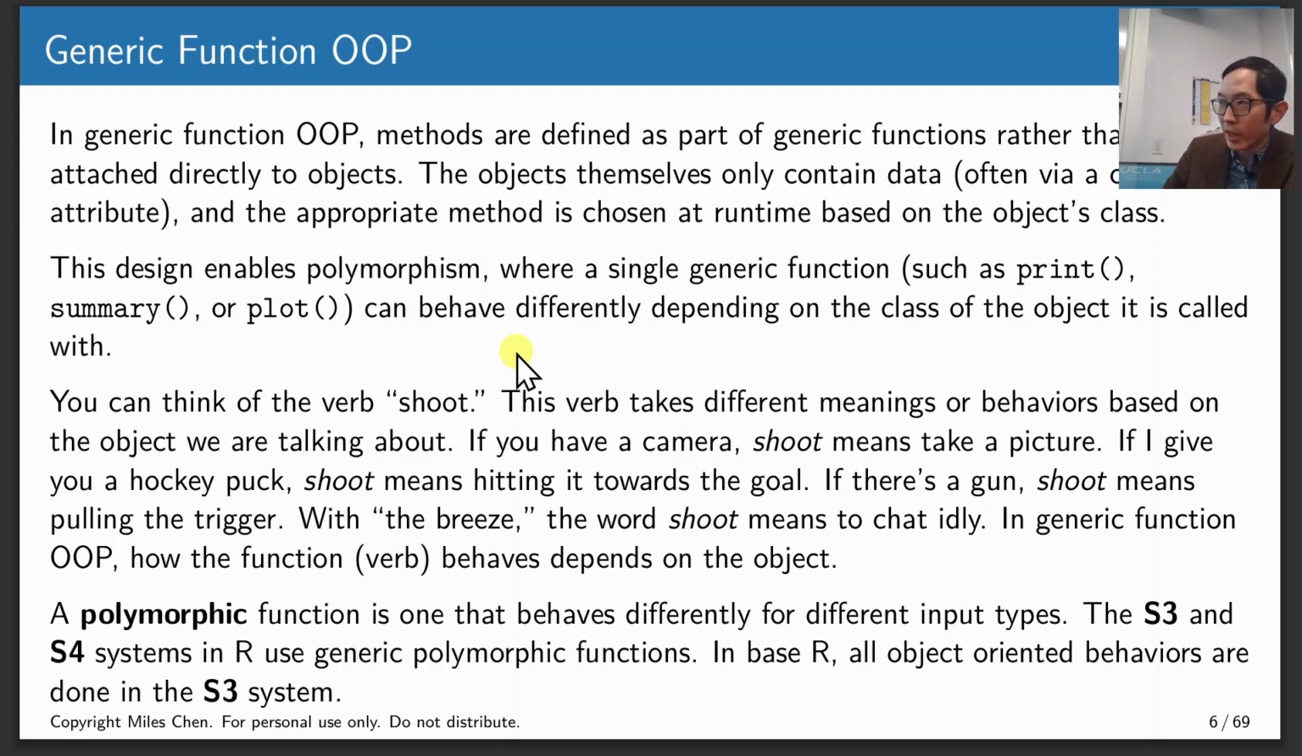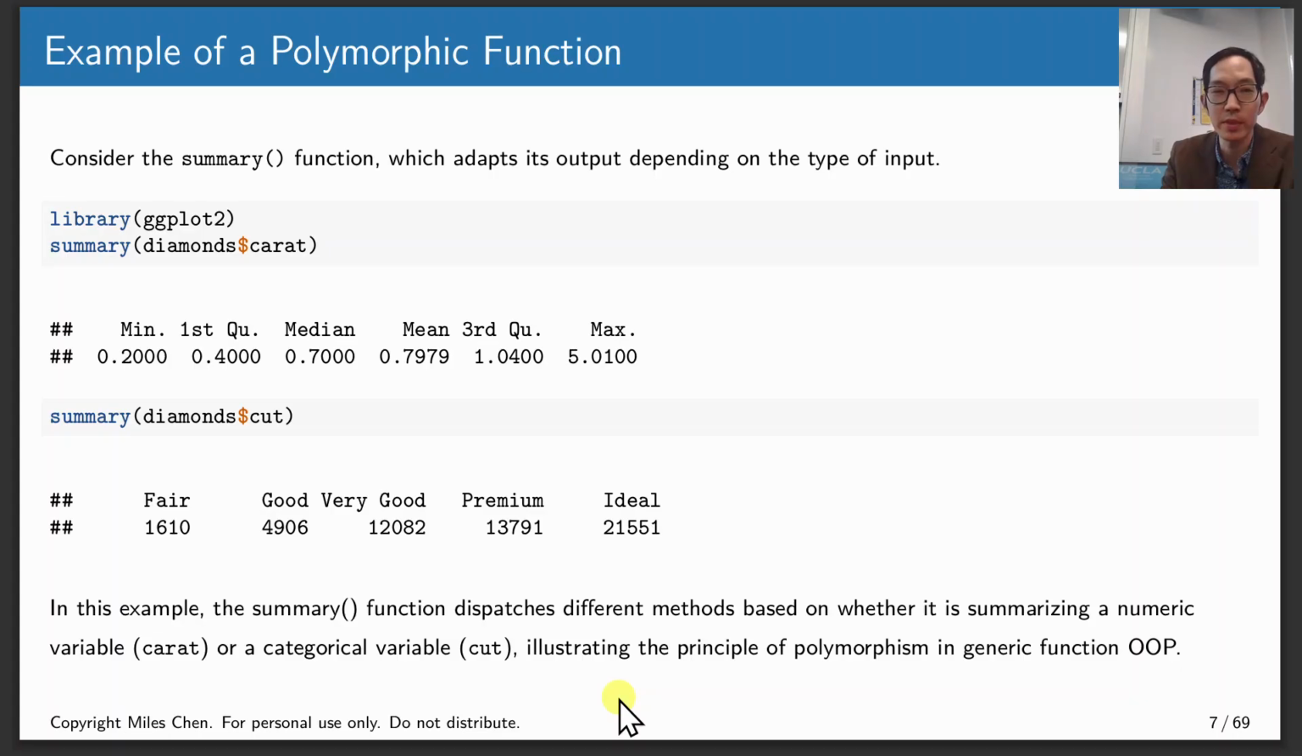We have things like that in coding, and if you have a function that behaves differently depending on the object you give it, that's called a polymorphic function, okay? So in R, we have the S3 system, which will use these generic polymorphic functions. There's also S4, and in base R, all object-oriented programming is done via the S3 system. Okay, so here's an example of a polymorphic function, the function summary.